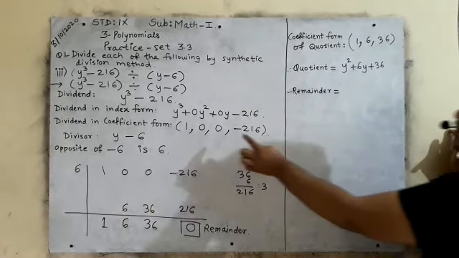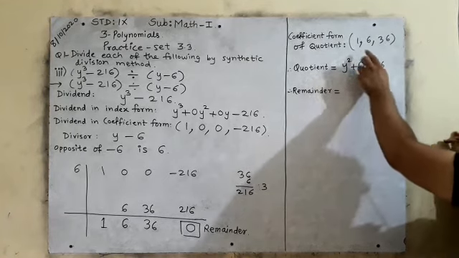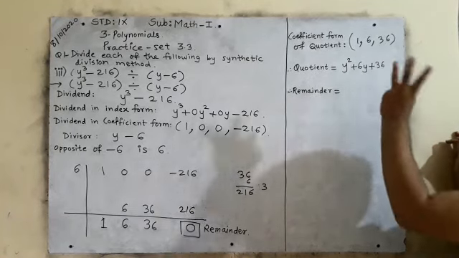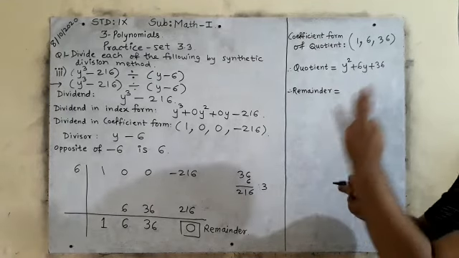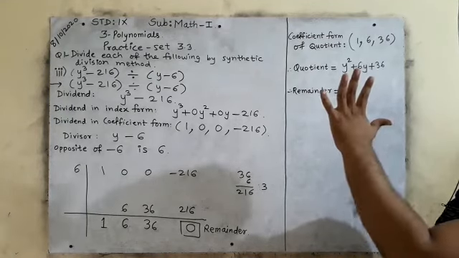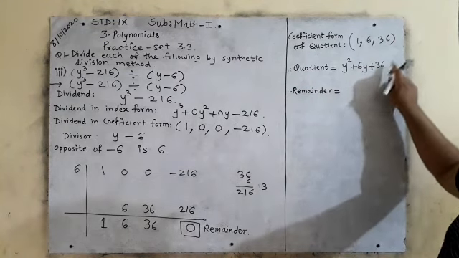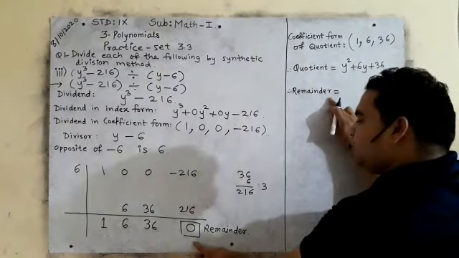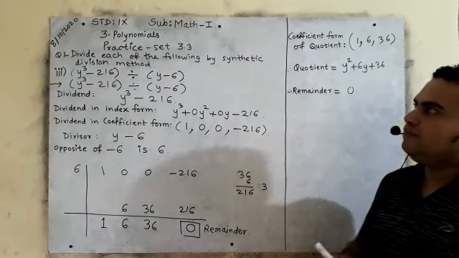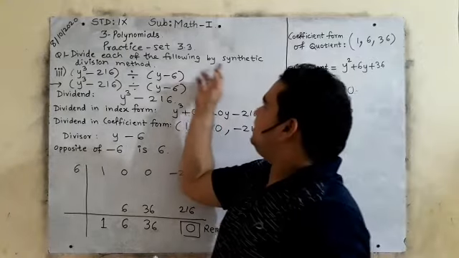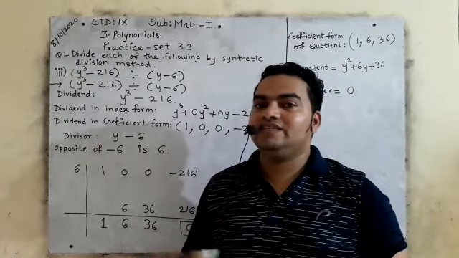Clear? Here y is the only variable. We will use y only. 1y means y square. 1, 2, 3. 3 terms. So we will use degree 2. If 4 terms we will use degree 3. If 5 terms we will use degree 4. Is it clear? Y square, y1, y raised to 0. And the remainder is what? 0. So this is how we have to solve 3.3 by using synthetic division method. Linear method of division is cancelled.